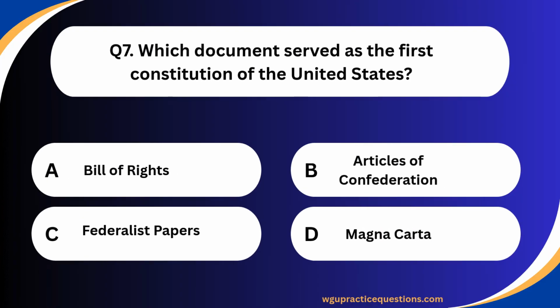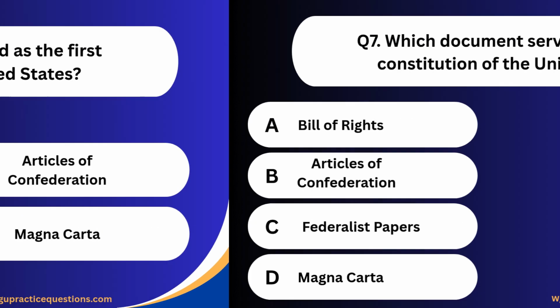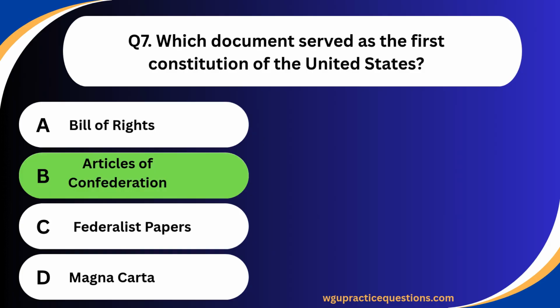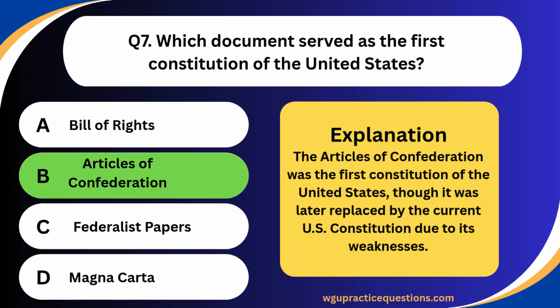Question 7. Which document served as the first Constitution of the United States? A. Bill of Rights. B. Articles of Confederation. C. Federalist Papers. D. Magna Carta. Which one is the correct answer? The correct answer is B. Articles of Confederation. Explanation. The Articles of Confederation was the first Constitution of the United States, though it was later replaced by the current U.S. Constitution due to its weaknesses.